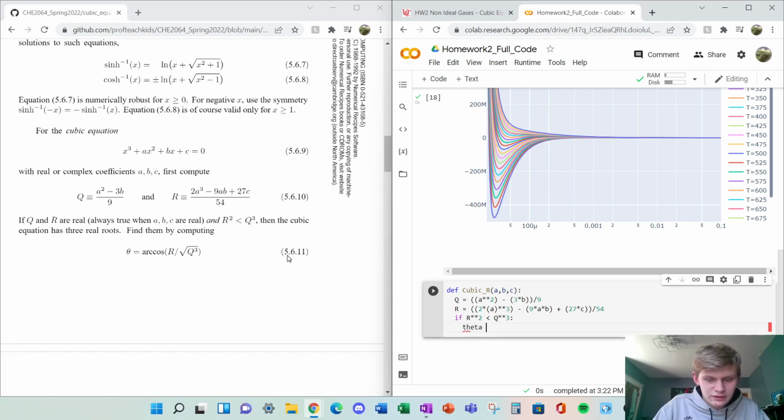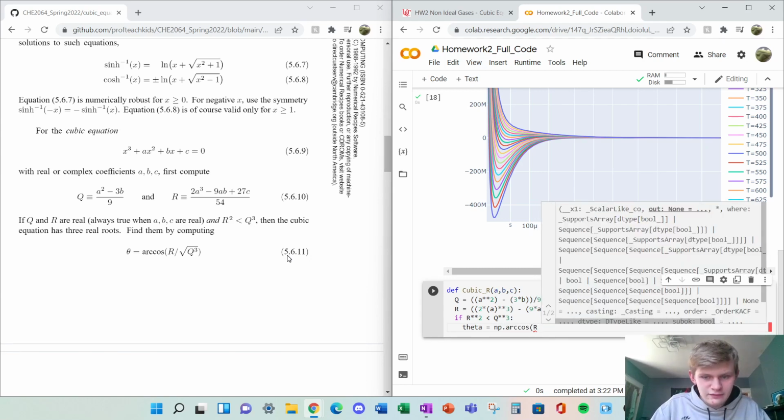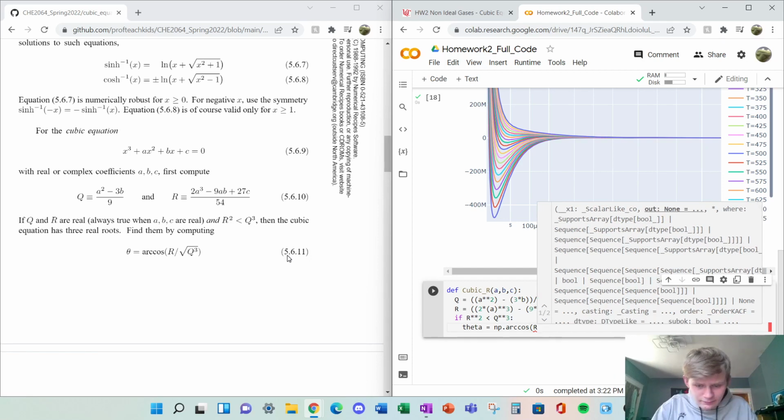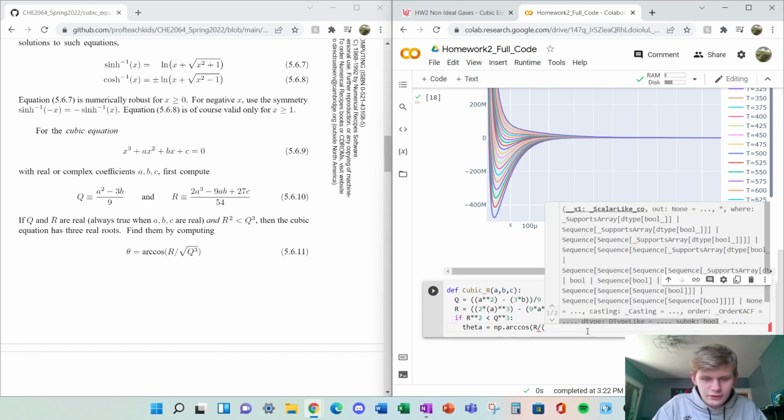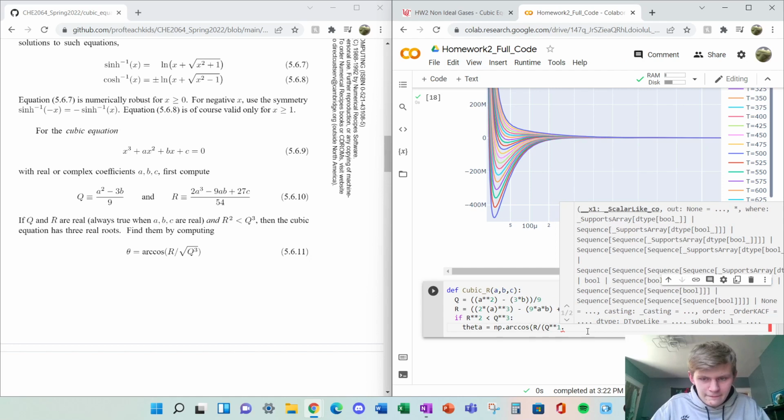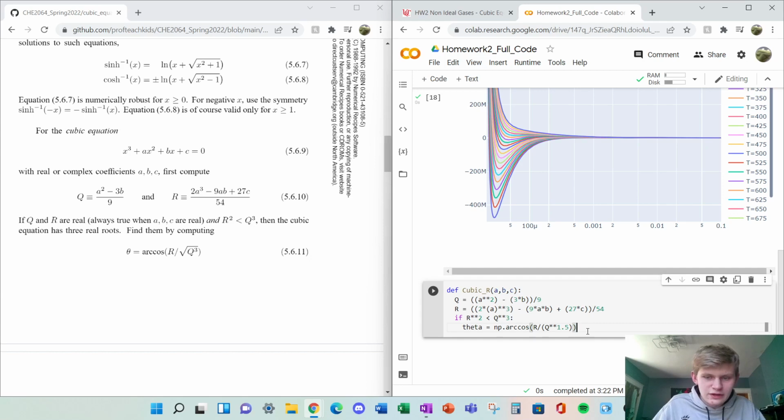So theta will then equal our numpy function of our cosine. Put that in, and then have our q value be put to the 1.5 power, and then enclose that entire argument within our cosine, and then we will start to compute our roots.